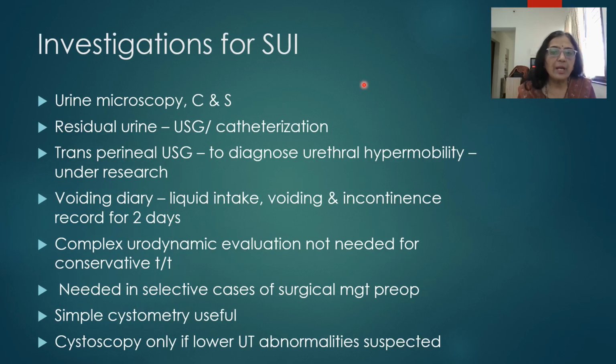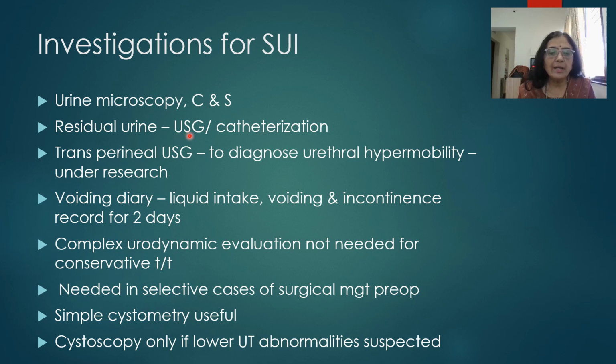Coming to the last part for the diagnosis of SUI, investigations: urine microscopy, culture and sensitivity to be done, as any urinary tract infection aggravates urgency incontinence as well as stress urinary incontinence, with an increase in frequency. Then most important is to see how much is the residual urine. This you can see by doing a simple ultrasonography, post-void ultrasonography, or catheterization can be done to ascertain how much is the residual urine. Up to 50 ml residual urine is usually considered as normal.